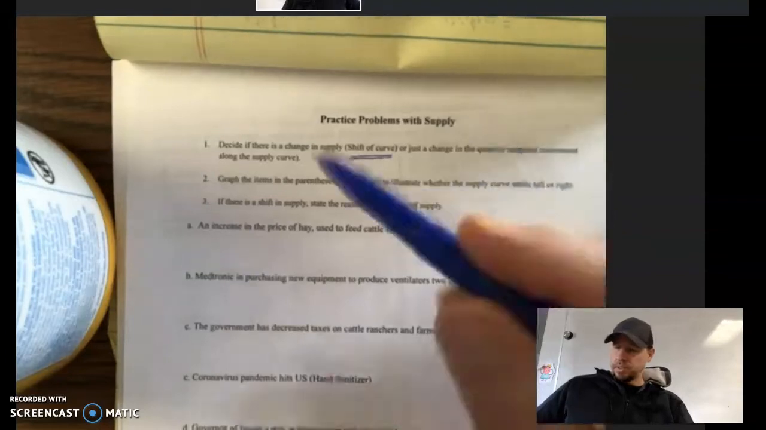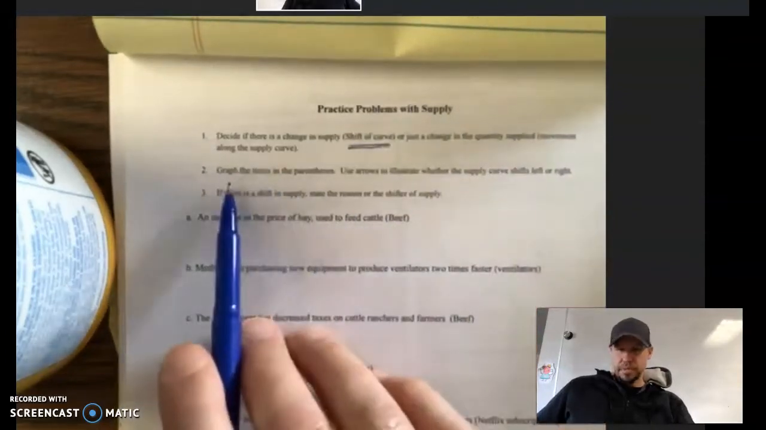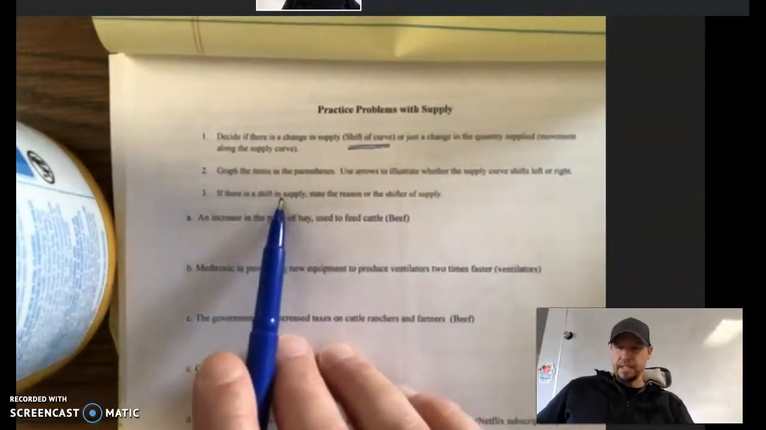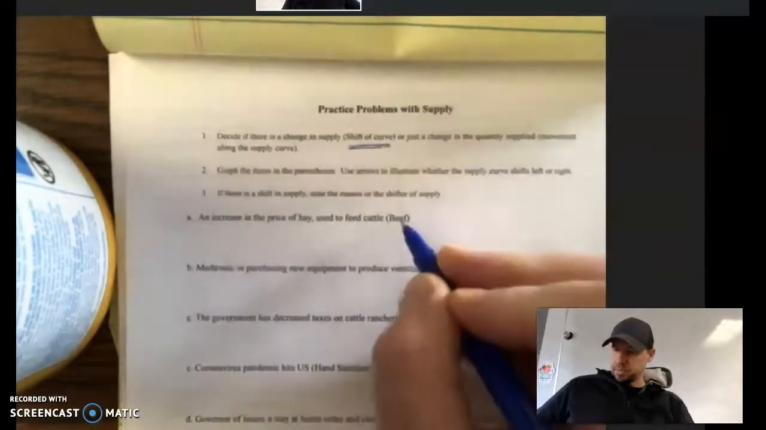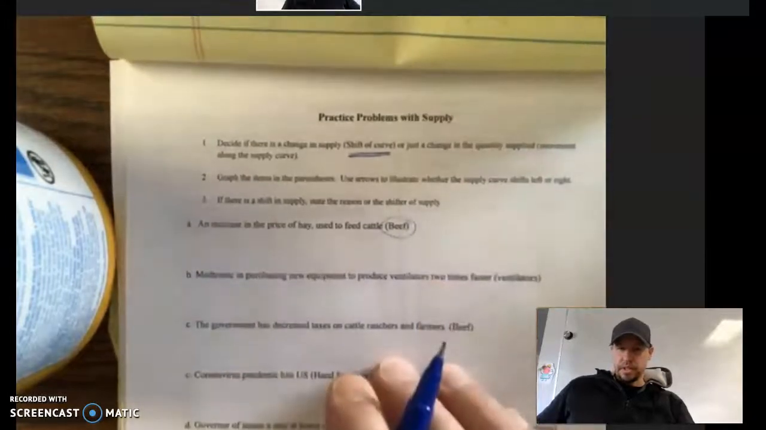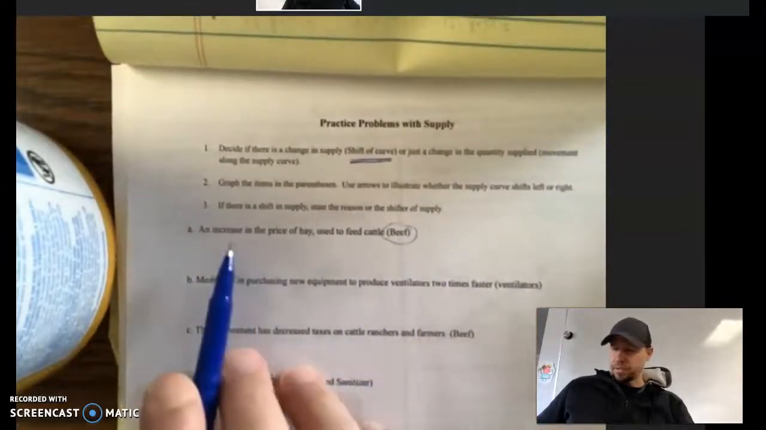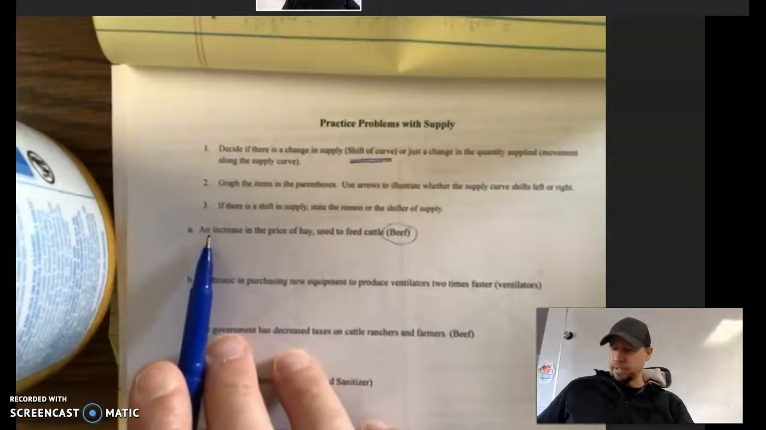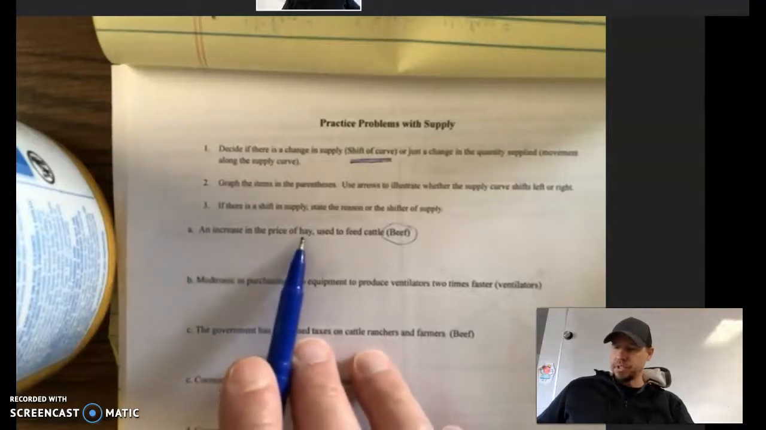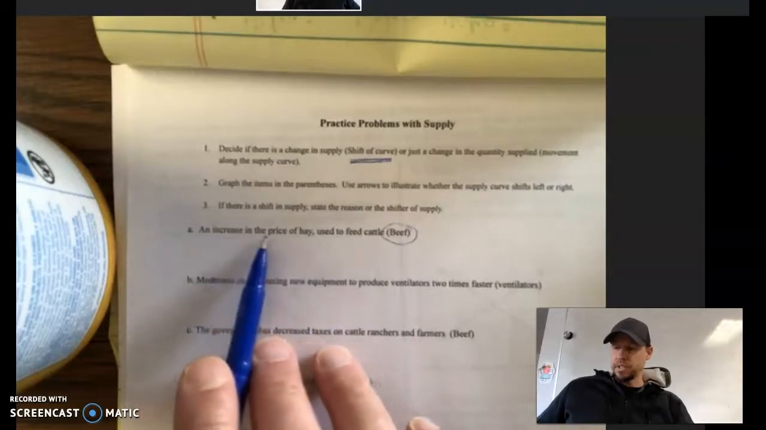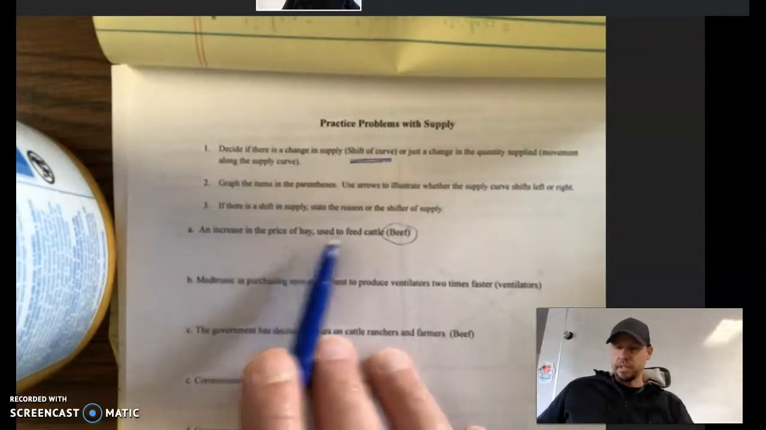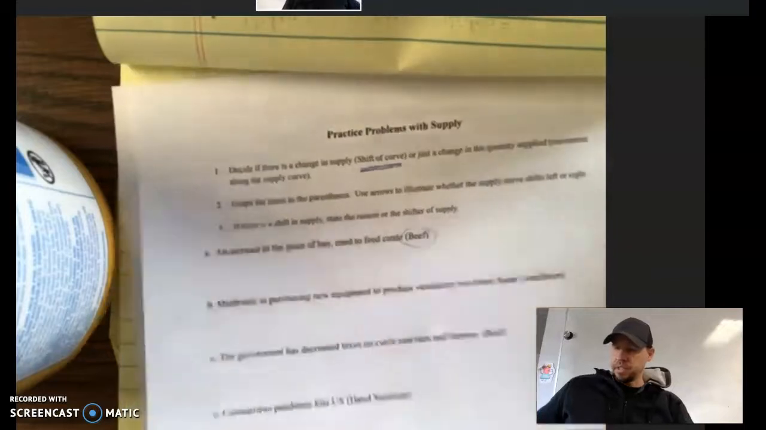So same process, we're going to graph the items in parentheses. That is the actual market that we're looking at. So for the first one here, we're looking at the market for beef. The first one says an increase in the price of hay, which is used to feed cattle. What impact is an increase in the price of hay going to have on the market for beef?